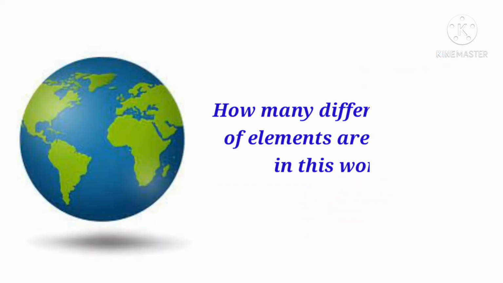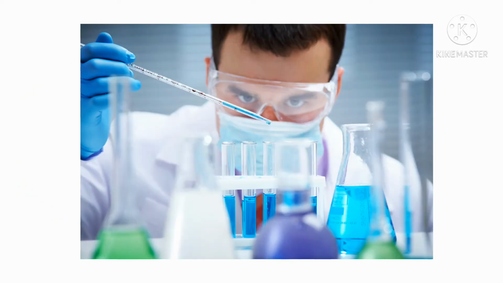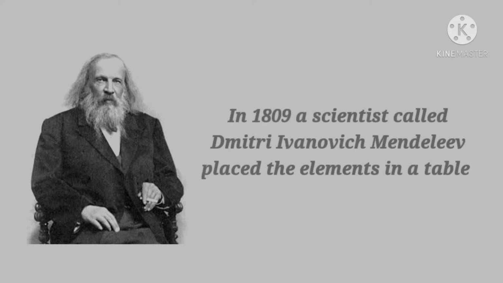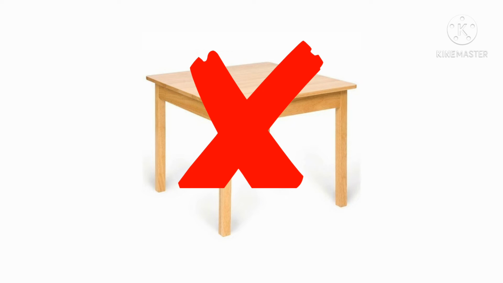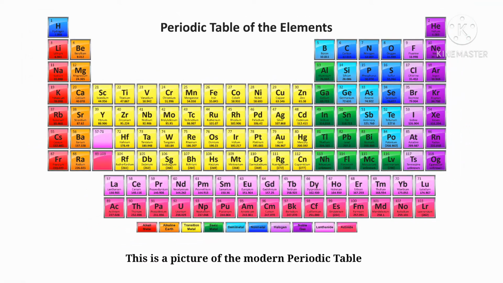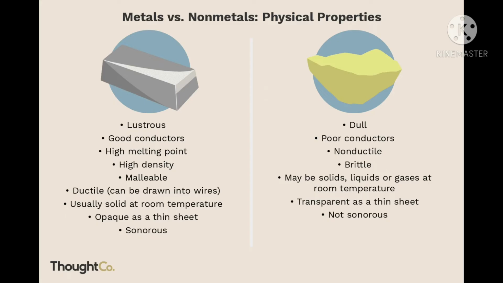Now you might have wondered how many different types of elements are present in this world. So far, scientists have discovered that there are 118 different types of elements. Imagine how hard it would be to classify all the 118 elements. To solve this problem, a scientist called Dmitry Ivanovich Mendeleev placed the elements in a table. Not this table, but the periodic table of elements. At that time, not all the elements were discovered, but he left places for each element.